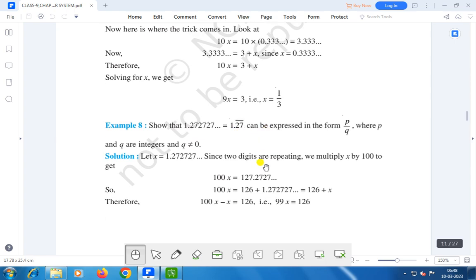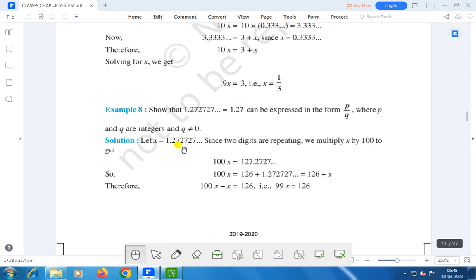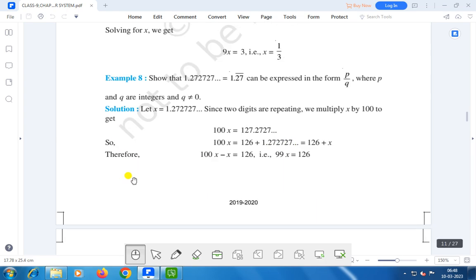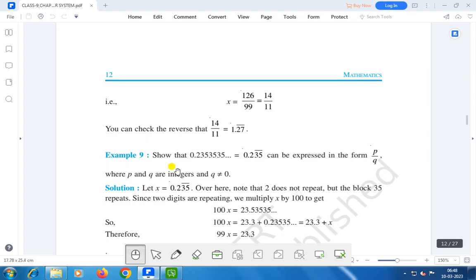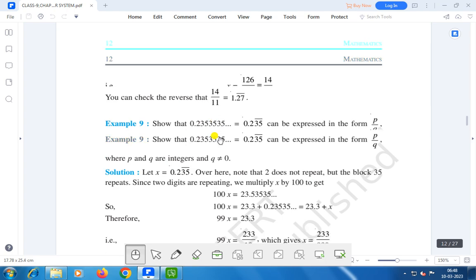Now, 1.272727 bar can be expressed in the form p by q, where p and q are integers and q is not equal to 0. Let x equal 1.272727. Since the two digits are repeating, we multiply x by 100 to get 100x equals 127.2727. So we can write 100x equals 126 plus 1.2727, that is 126 plus x. Or 100x minus x is 126, 99x equals 126, or x equals 126 by 99, that is 14 by 11. You can check the reverse, that 14 by 11 equals 1.27 bar.